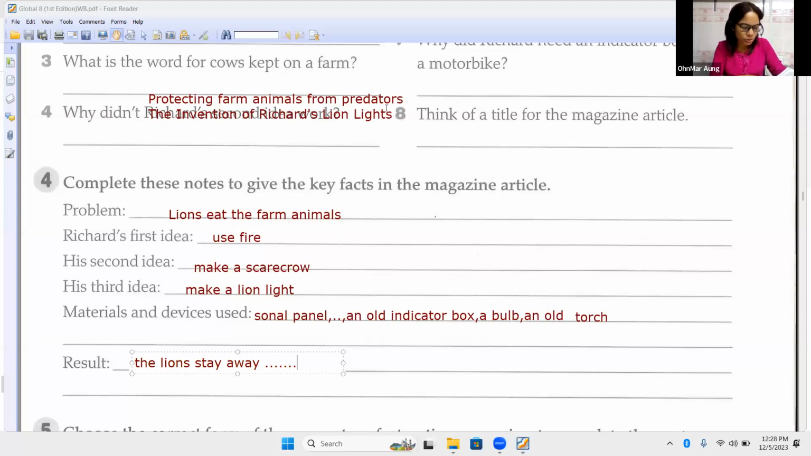Up to that, did I ask you to do number 5? No. No, 3 and 4. No. Okay, I will teach you first. So, that is all for homework.